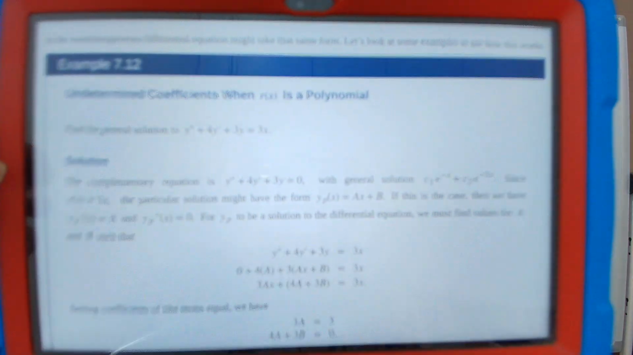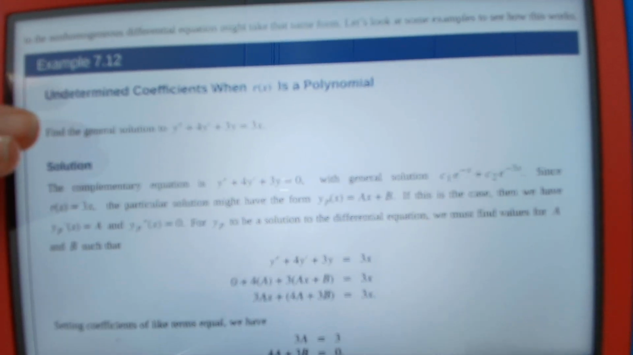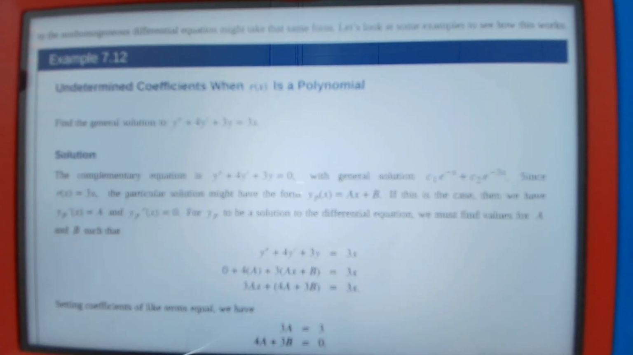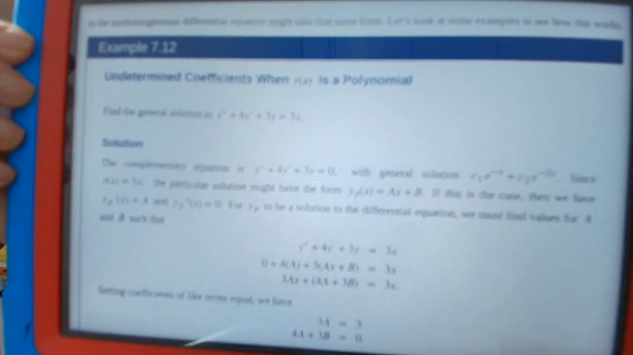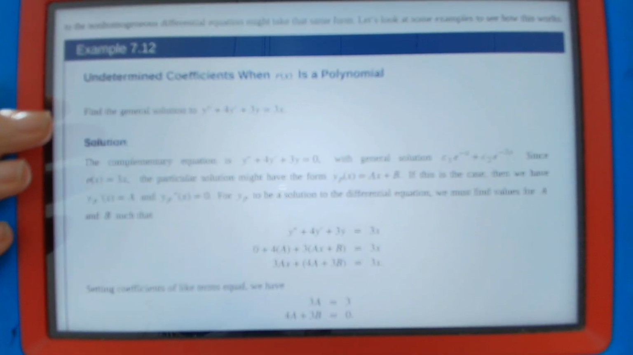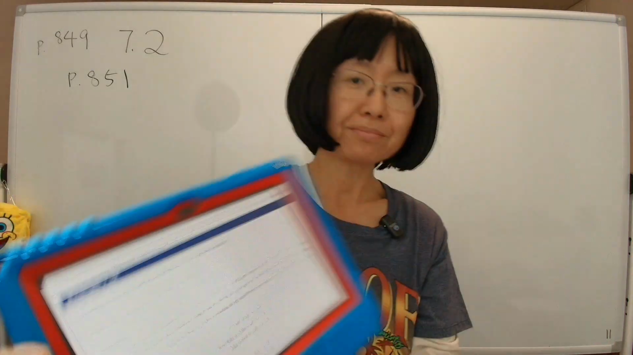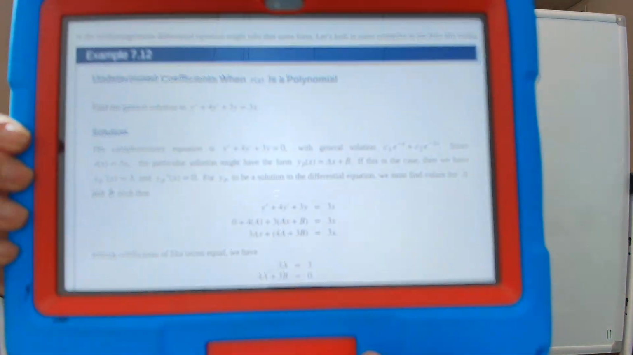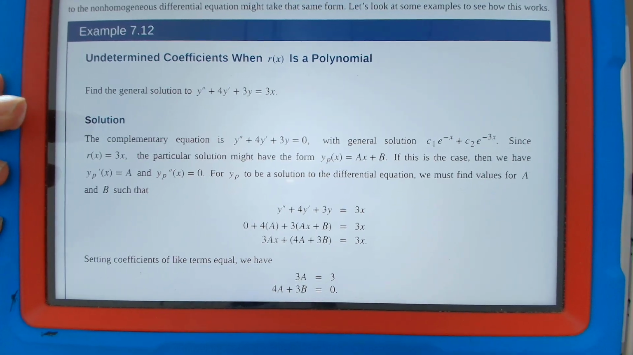So we're going to guess. And what are we going to guess? Let's see, why is my camera not zooming in? Not sure. Well, anyway, give me a second. If my camera is not zooming in, you can just look at, oh, there it is. Look at your book, okay?